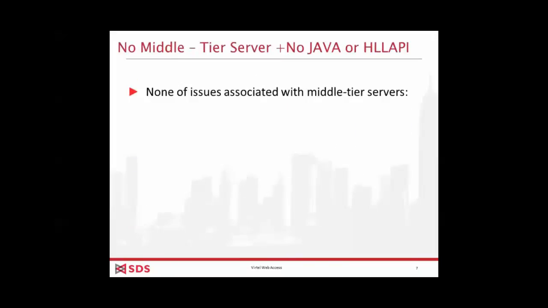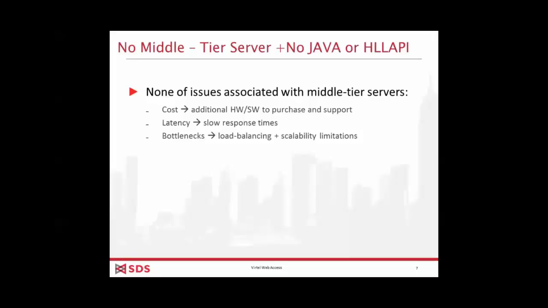Unlike other GUI and web portal solutions, Virtel Web Access uses neither middle tier servers nor Java nor Jalapa components. It eliminates the typical issues associated with middle tier servers, namely additional hardware, software, and support costs, additional latency which can lead to slow response times, a potential for bottlenecks, load balancing, and scalability issues, additional complexity and fragility, and additional components to troubleshoot when something goes wrong.